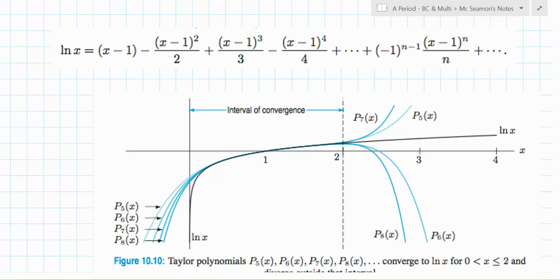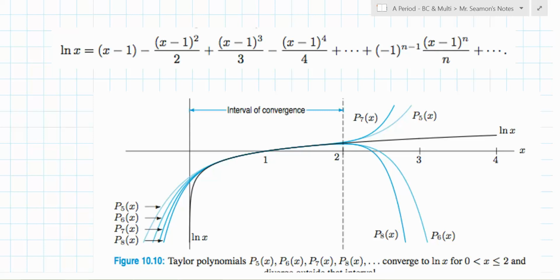The black function right here, that is ln x. The blue functions are P5, 6, 7, 8. Those are the Taylor polynomials of degree 5, 6, 7, and 8. As the Taylor polynomial gets higher in degree, it becomes a better estimate. So what happens to this blue? If you zoomed in, they're getting closer and closer to ln x. But they're only getting closer and closer to ln x between 0 and 2, because 0 and 2 is the what? Interval of convergence.